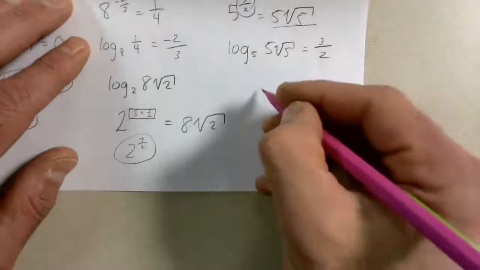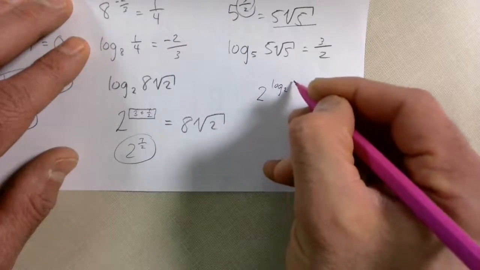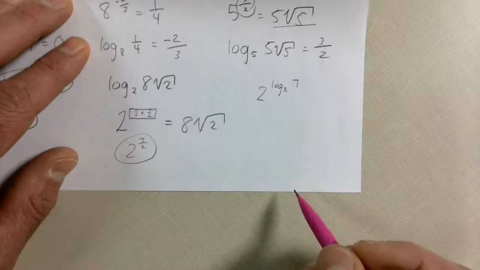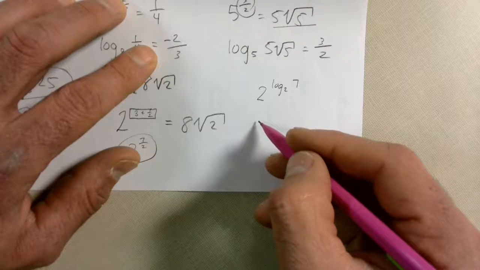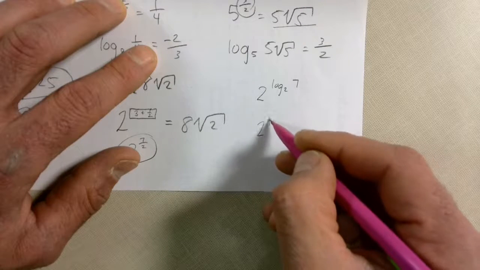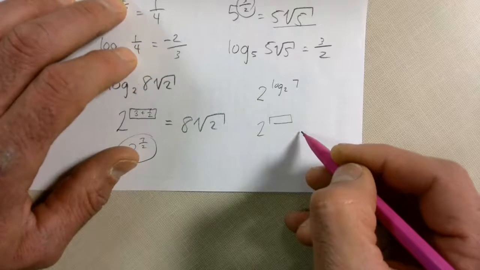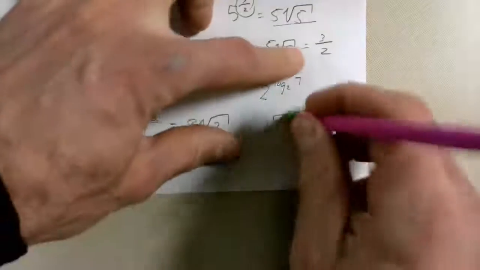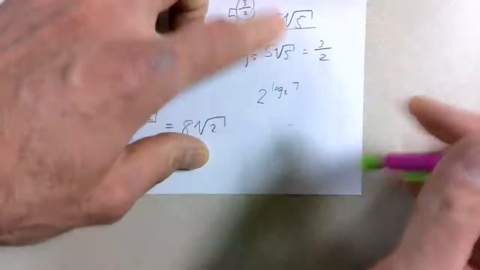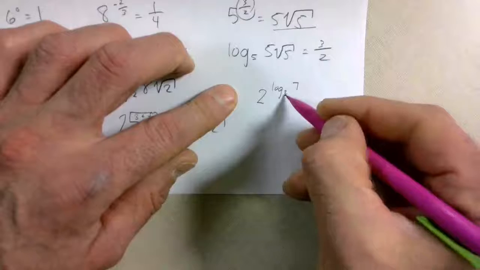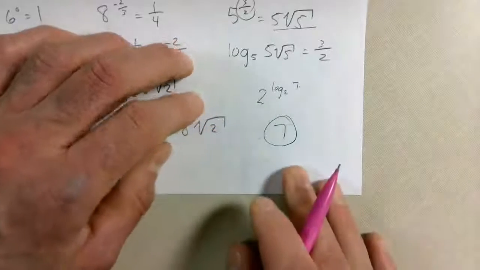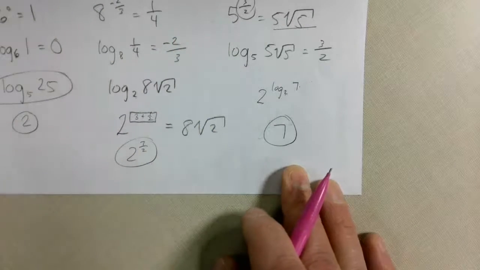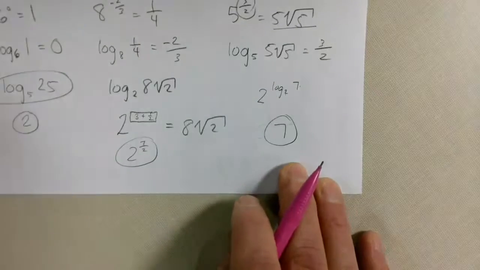Okay, last one. 2 to the log base 2 of 7. Hey, that's one of those little rules, but let's figure this out. Oh, wait, sorry, backwards. Log base 2 of 7 is 2 to the something power is 7, and 2 to that power is 7. Okay, we got it.